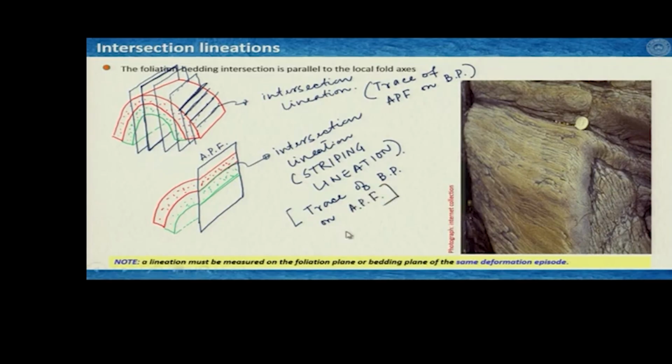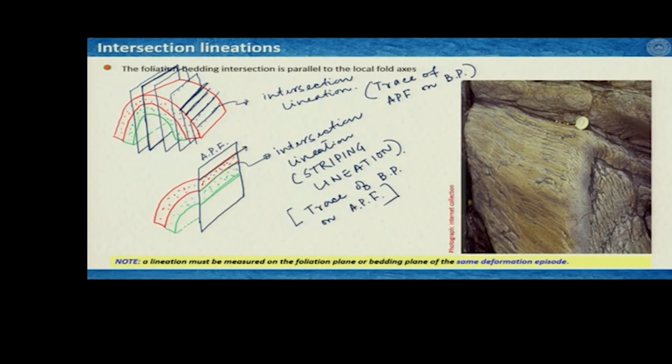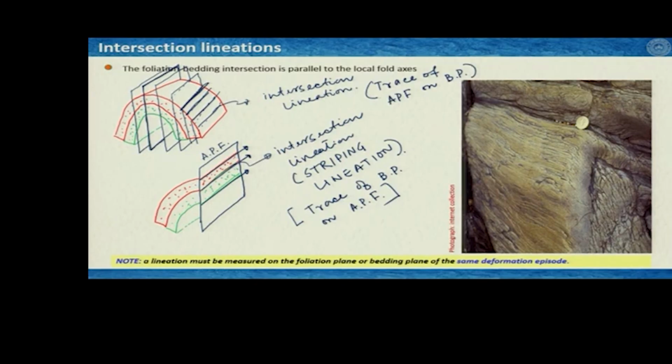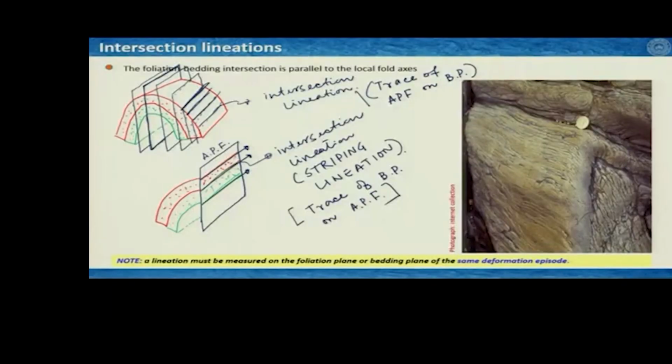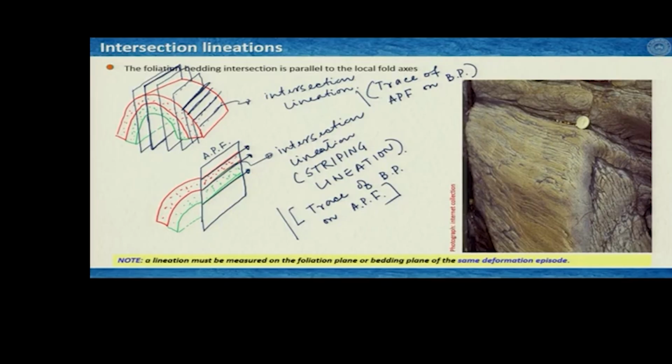axial planar foliation. What is important here, that in both cases, if you can measure their trend and plunge, they would give you a similar orientation. So, if you measure intersection lineations trend and plunge in this case, and if you measure intersection lineations or striping lineations trend and plunge in this case, their values would be absolutely similar.